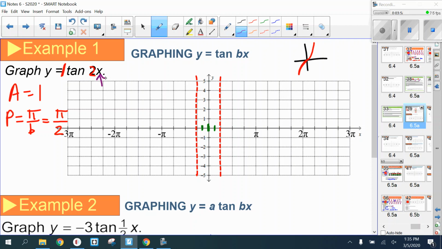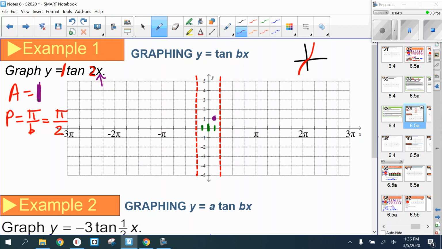Thing is, if you plug in pi over 8 right there, times the 2 is going to take you to pi over 4. We would really be calculating tangent of pi over 4, and tangent of pi over 4 equals 1. So there's going to be a dot right there, even with that pi over 8 tick mark, and equal to 1. Now, it just so happens that that 1 is the same value as that a number. And so knowing this is going to save us a lot of time.